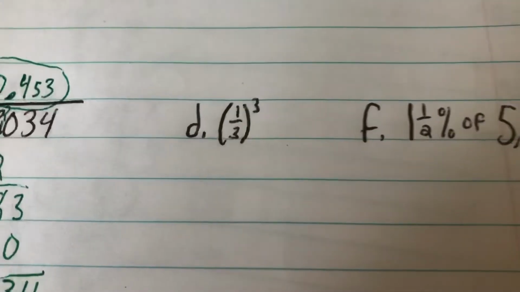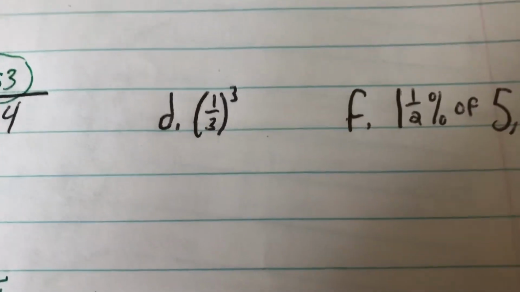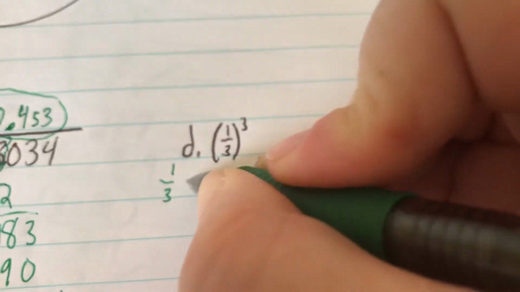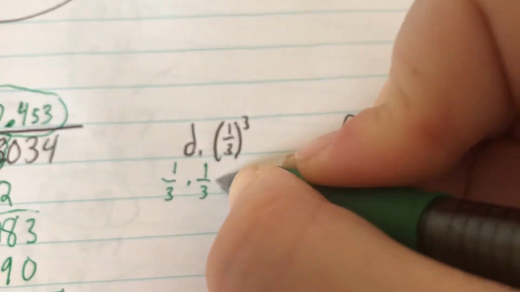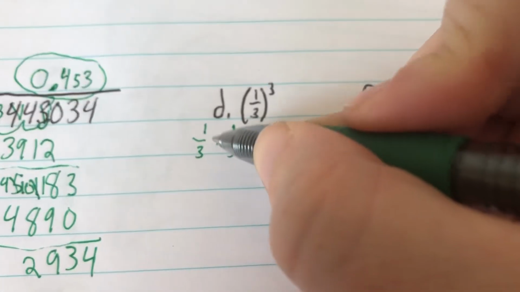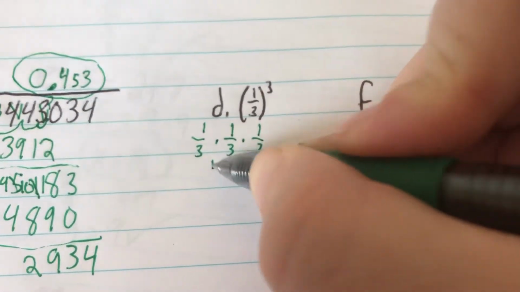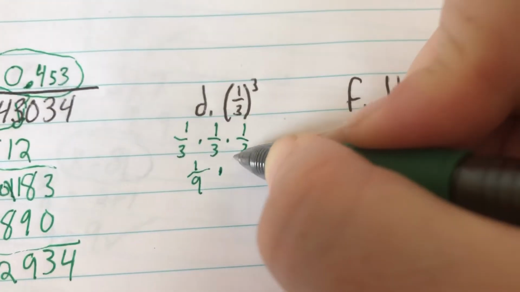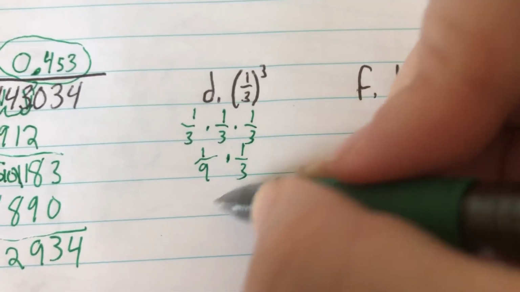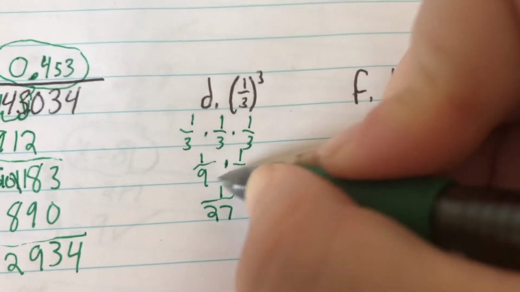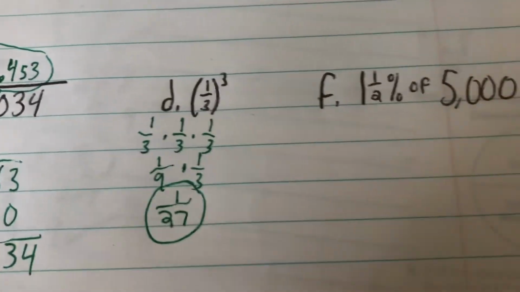Okay, D, 1/3 to the 3rd power. Well, that means 1/3 times 1/3 times 1/3. 1/3 times 1/3. 1 times 1 is 1. 3 times 3 is 9. 1/9 times 1/3. 1 times 1 is 1. 9 times 3 is 27. So it is 1/27.